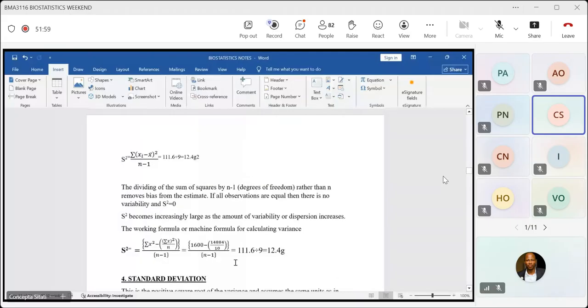So remember, the first summation of x squared is the one where you have squared your x sub i. And then the second one is where you have taken your initial x sub i total, the sum, you find the square, then you divide by n.